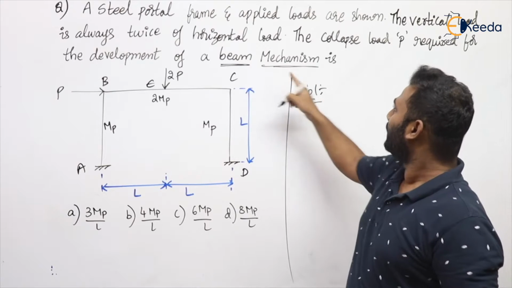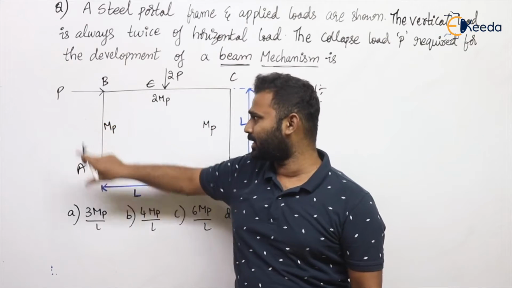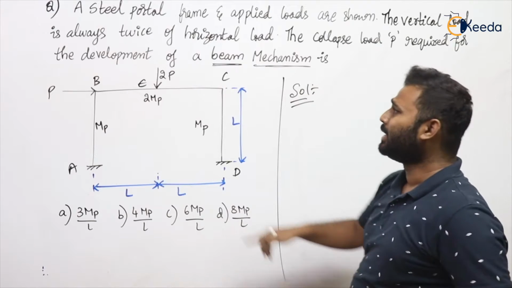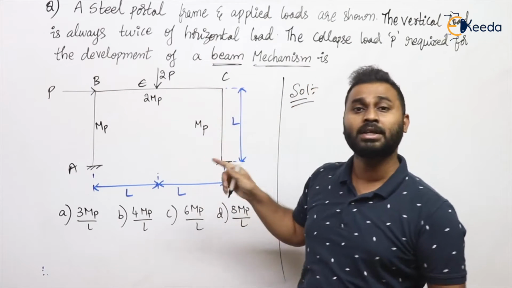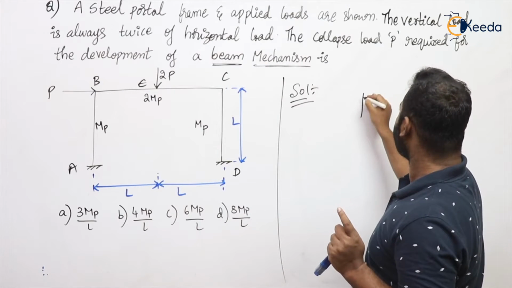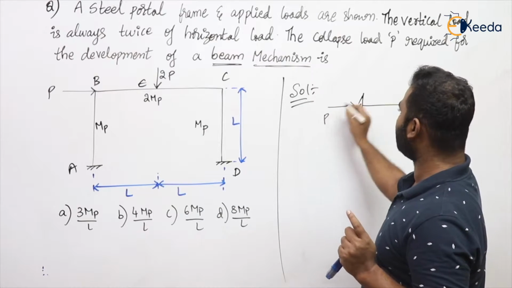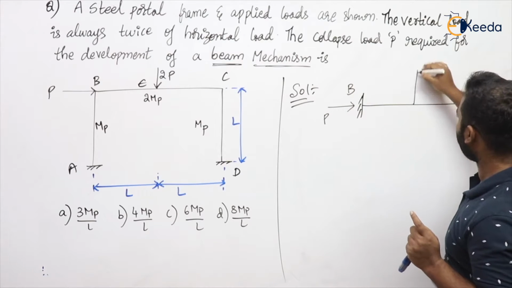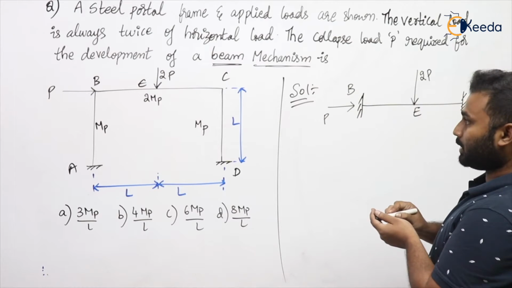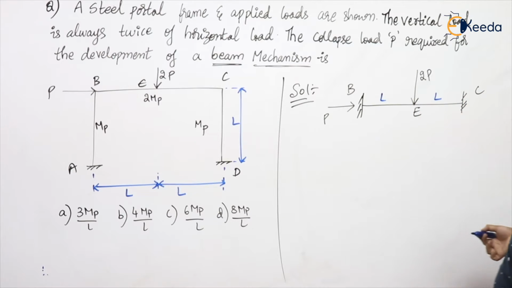He is asking only for beam mechanism, which means we need to consider only BC. No need to consider the columns, the vertical members AB and CD. As B and C are rigid joints, BC is a fixed beam with horizontal load P acting at B. This is BC, with load 2P at E, and the distances are L and L. Clear, everyone?